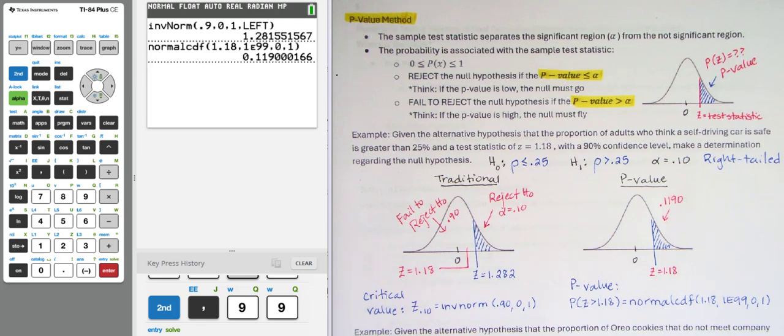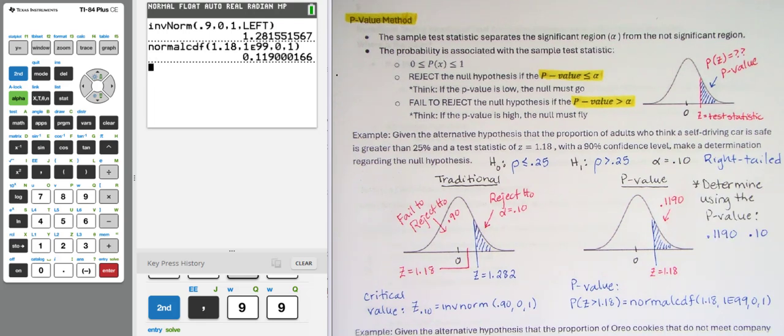determination using the p-value. Using either the inequality of greater than or less than or equal, I need to compare the p-value that I just found of 0.1190 to my significance level alpha of 0.10. My probability is greater than my significance level. This is going to lead me to the conclusion that I'm going to fail to reject the null hypothesis.